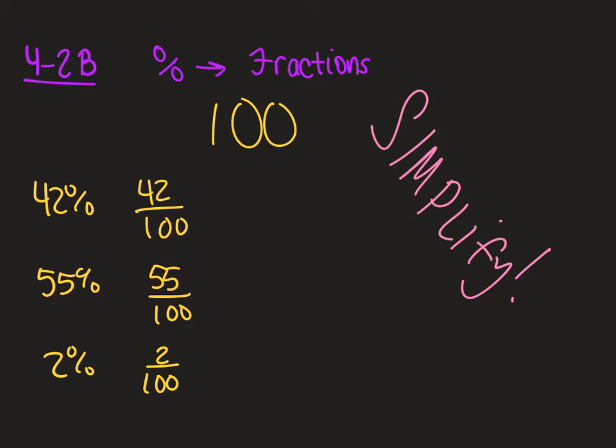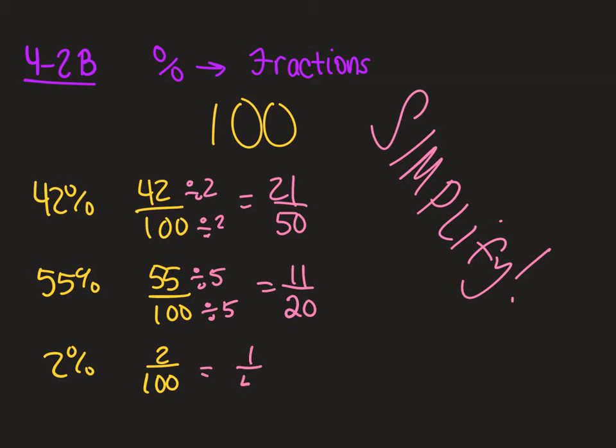42 and 100 can both be divided by 2. So if I divide by 2, I get 21 and 50. Well, 21 has 3 and 7, but 3 and 7 can't go into 50, so I'm done there. 55 and 100 divide by 5, and I get 11 on top, and 20 on the bottom. I think I'm done there. 2 and 100, 1 and 50, and I'm done.